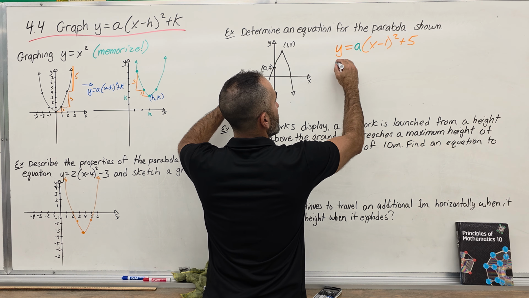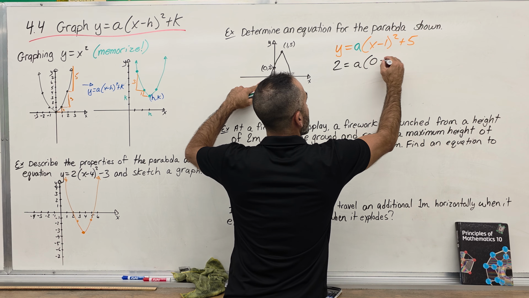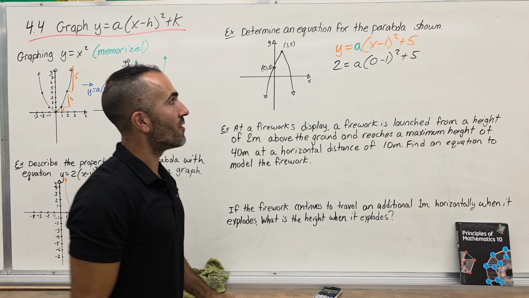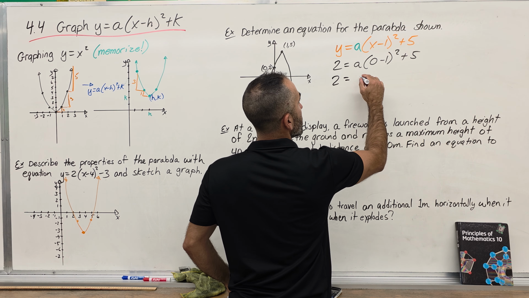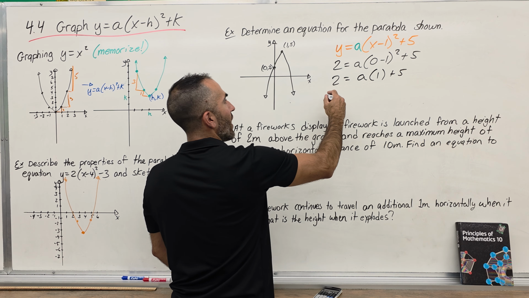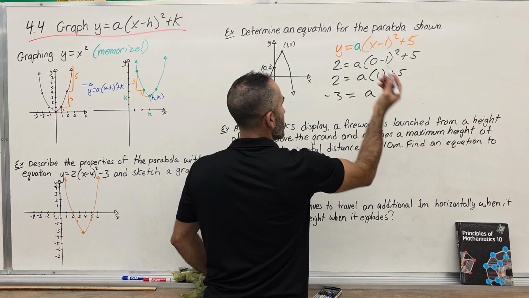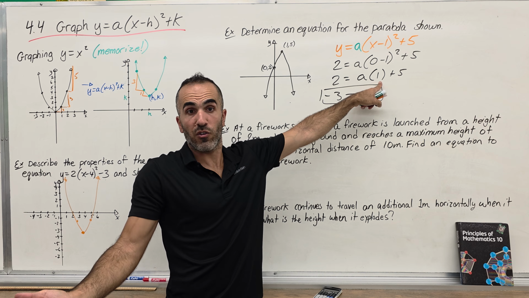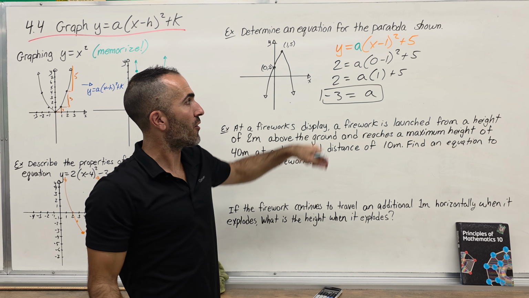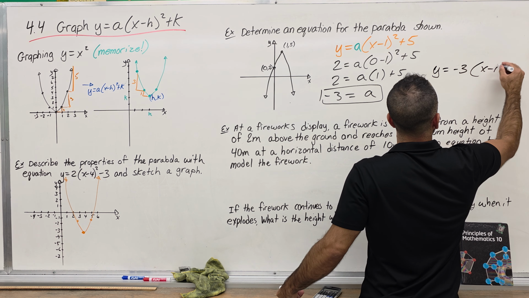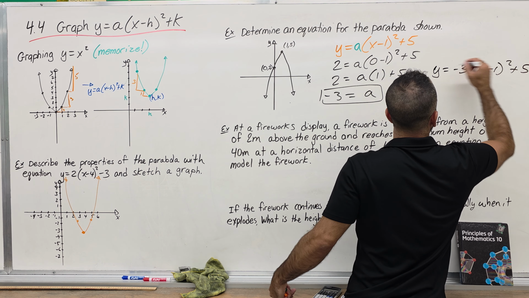My y value is a 2. My x value is a 0. And now I just BEDMAS to solve. This is a 2 equals a, that's just a 1. I gotta bring that 5 over. This is a -3 is a, and I'm done. I'm not gonna divide by 1. If that was a 2, I would have to divide by 2 at the end. But now that I know a, I can finalize and say y equals -3(x minus 1) squared plus 5. Done.